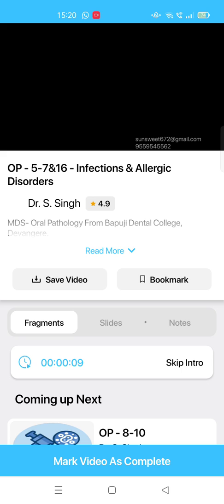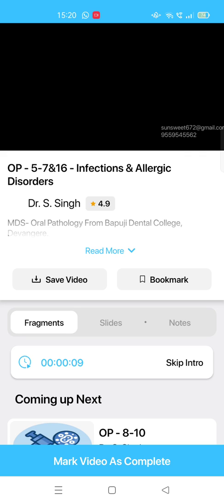Next is tuberculosis. We know that tuberculosis is caused by Mycobacterium tuberculosis. Mainly two types, primary and secondary. See, oral tuberculosis is very, very rare. TB in the oral cavity is very, very rare.